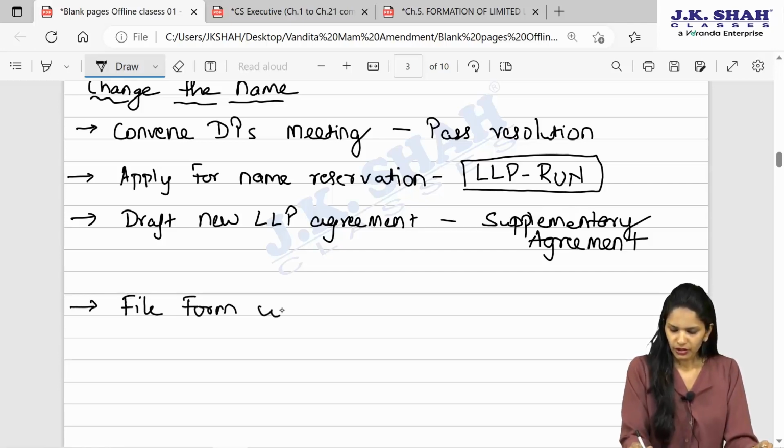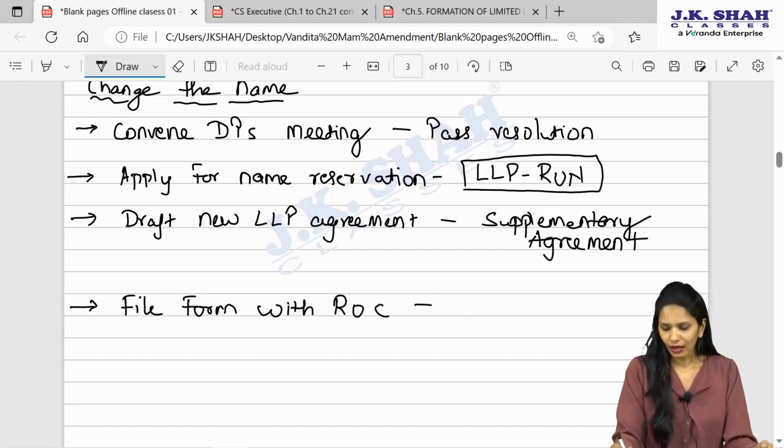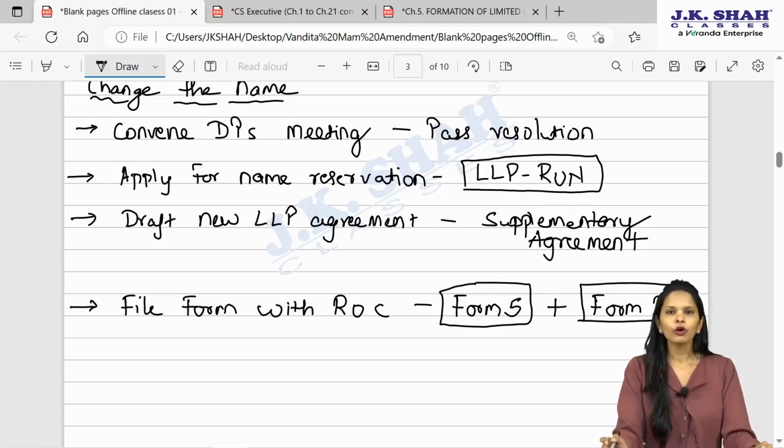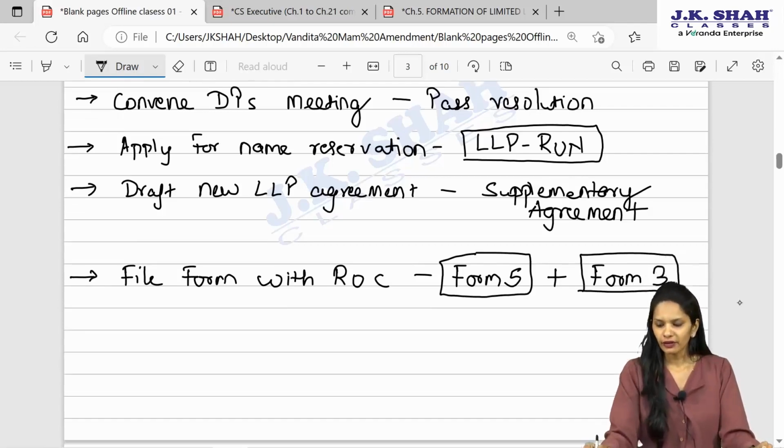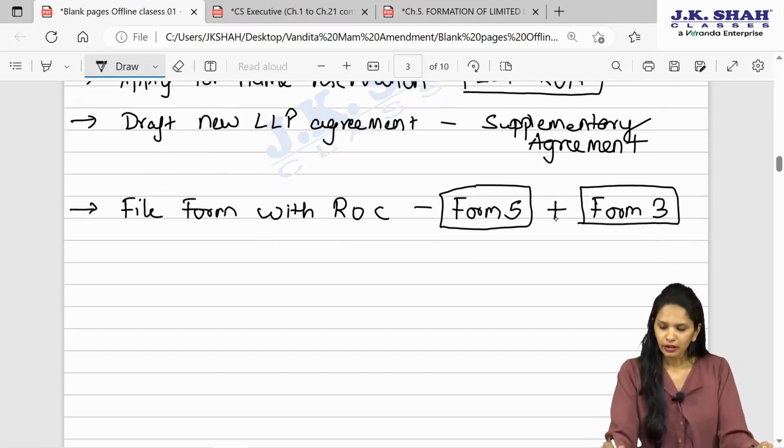Okay. Now which are the forms which we file with the ROC? For name change we have Form 5. Okay, and there is one more form for LLP agreement, everyone knows, which is Form number 3. So Form 5 and Form 3 we file together. Now why have I given a plus sign over here? The reason is these two forms are linked forms. Means you cannot file this form individually. Understood? So in Form 5 you will be attaching documents which are relevant for the name change.